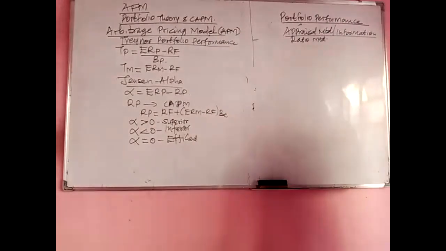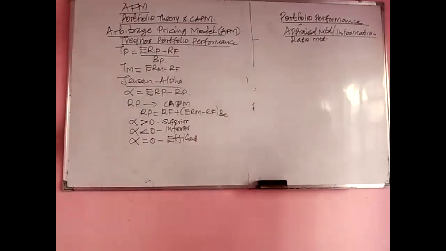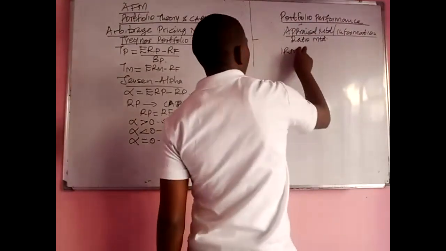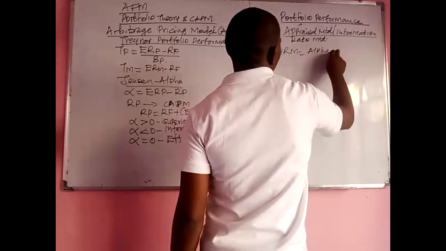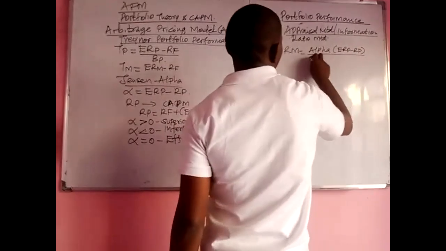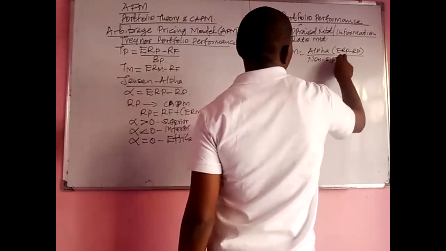Information ratio level. This measures the portfolio's average return in excess of the benchmark portfolio. So this one will be given by the alpha. We know how to get alpha. It's just the expected return of the portfolio minus the return of the benchmark. You divide by the non-systematic risk.